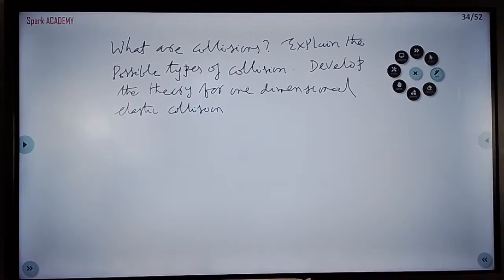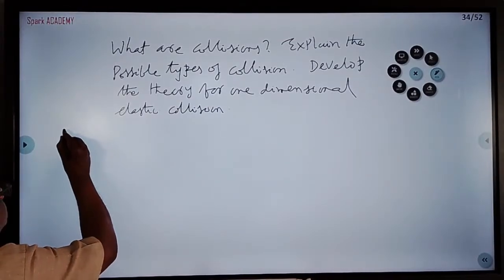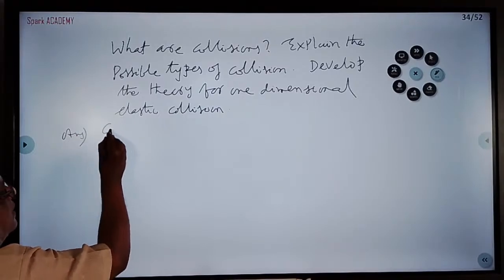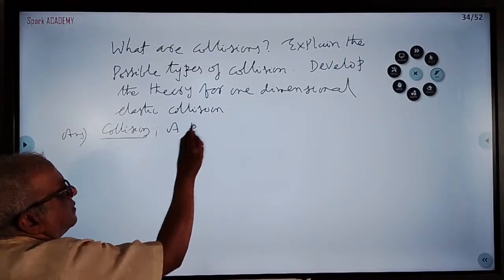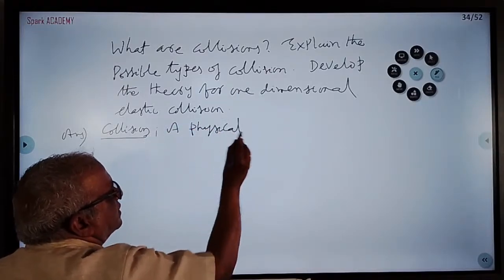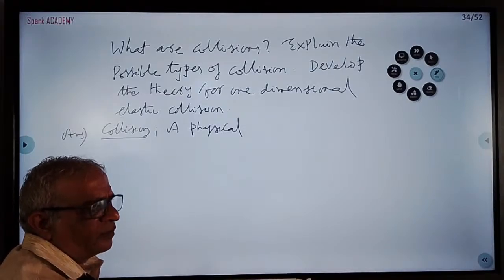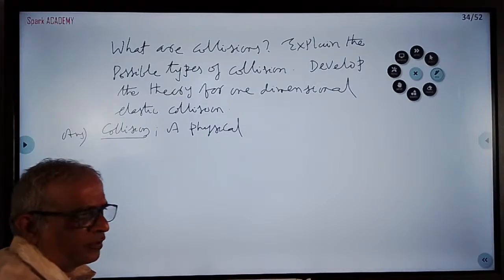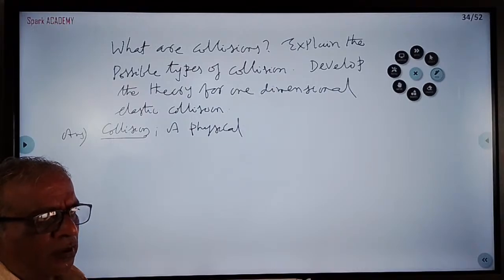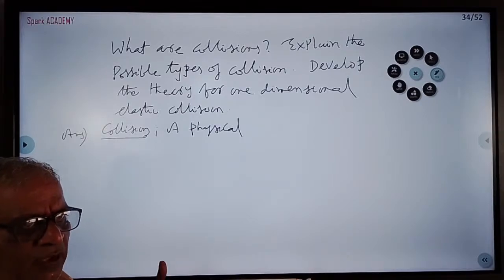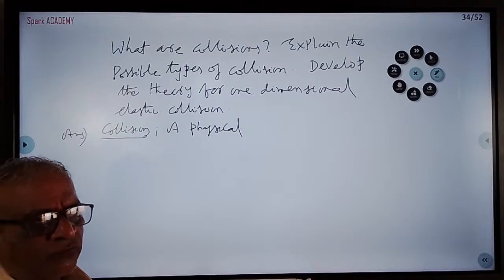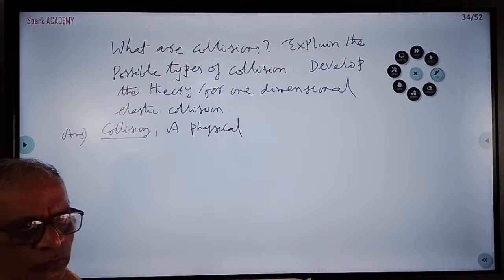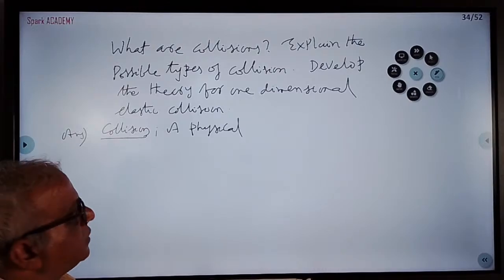Collisions, what is meant by collision? A physical interaction. Sometimes in collisions, bodies may or may not physically touch. Sometimes atomic particles, like in gold nucleus alpha particle scattering, come near the nucleus and scatter. That is also a collision only. Generally, collisions we see in life are in contact, but without contact also collisions are possible.